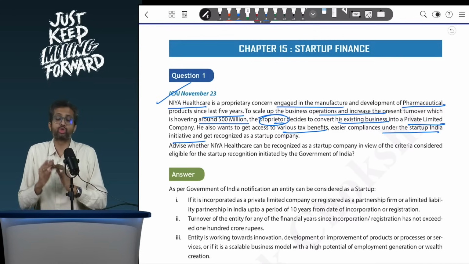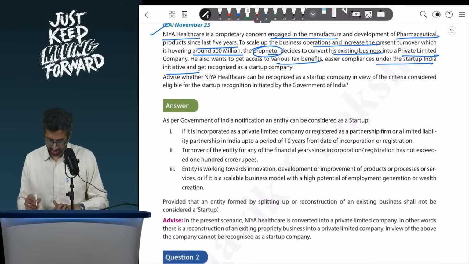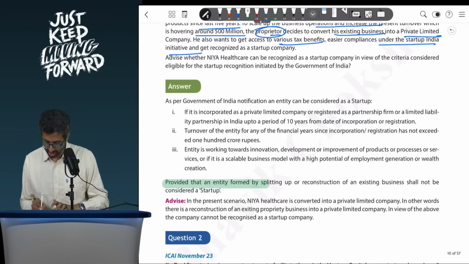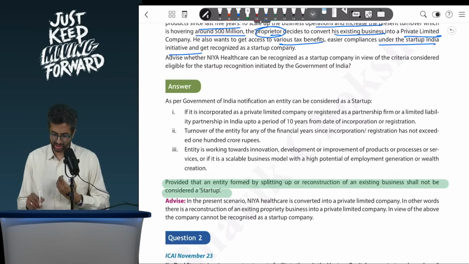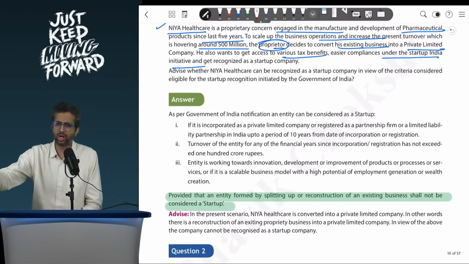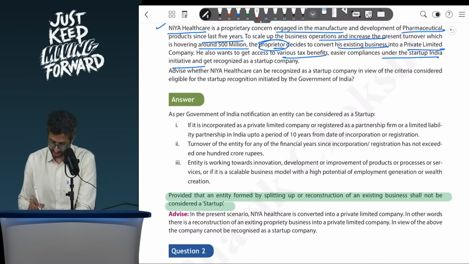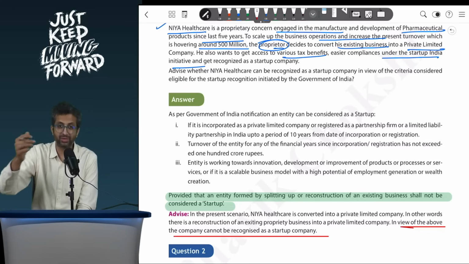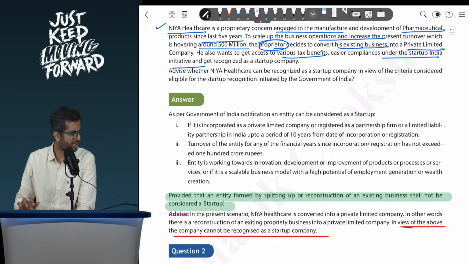But one of the things is you should not be formed out of conversion. Here, you are being converted, and as a result, provided the entity is not formed by splitting up or restructuring, this will not be considered as a startup. So Nia Healthcare, if it is forming a new company, this is on conversion. This is not going to be treated as a startup. So in view of the above, it cannot be recognized as a startup, even if it is less than 10 years, turnover is less than 100 crores, as the case may be.